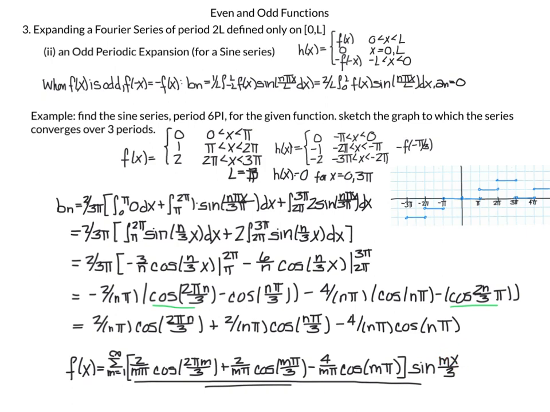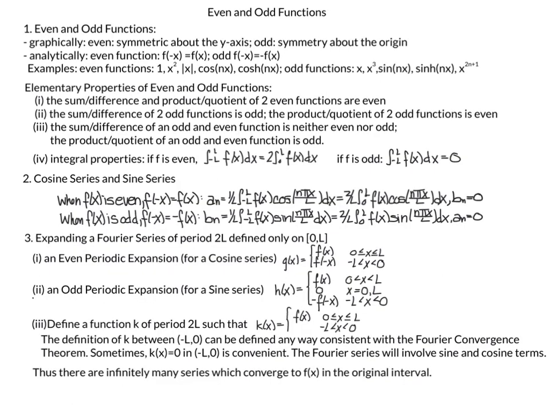You'll have your sine mx over 3. So this is my Fourier series, which is in particular a sine series because it only has sines. Remember, these cosines are just coefficients, they become numbers. To review, we looked at even and odd functions.